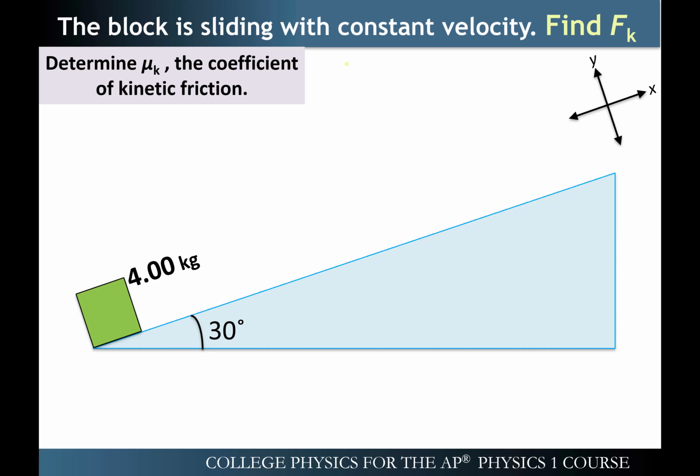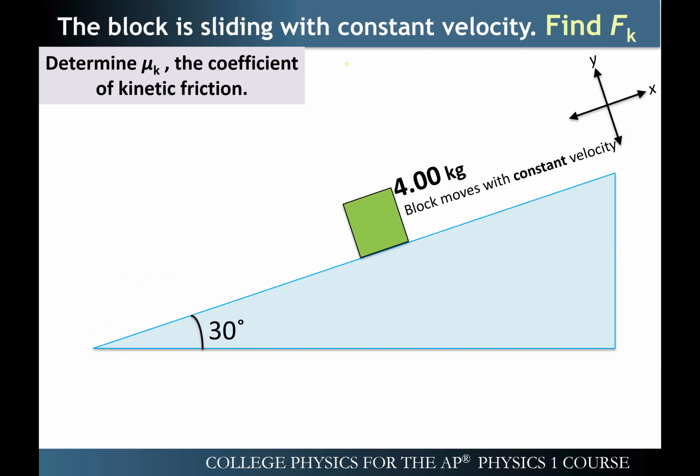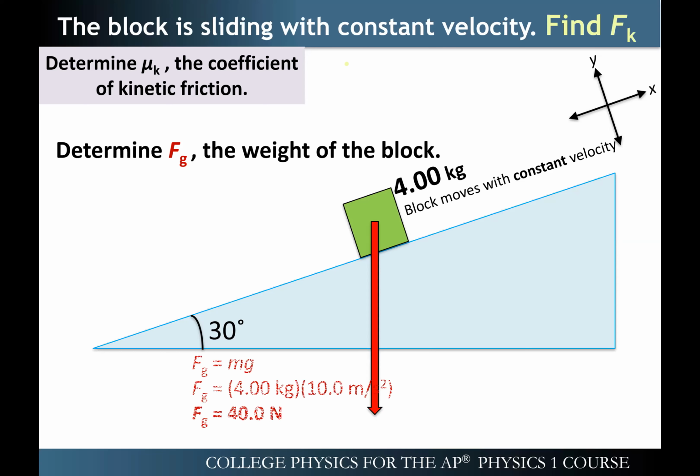We just need to build up our free body diagram and remember that since it's at a constant velocity, all the forces we come up with have to balance. So we've got this 4 kilogram block. Because it's moving at a constant velocity, all the forces will balance. We start building out our free body diagram. Generally speaking, it's easiest to start with the weight because that's always m times g. In this case, we know the m, it's 4 kilograms, so we've got a 40 newton weight.